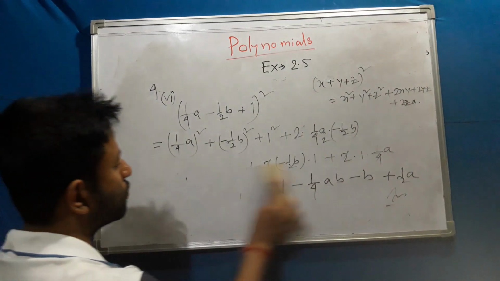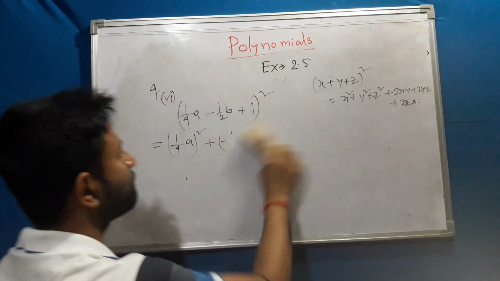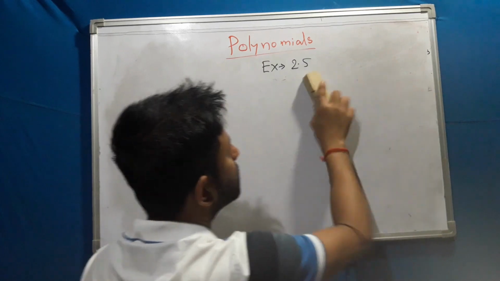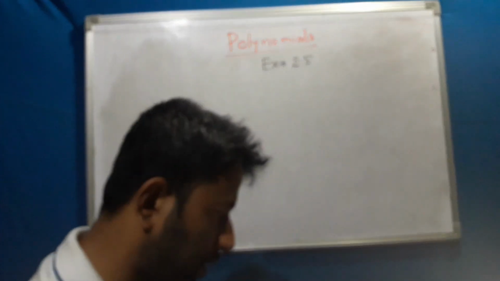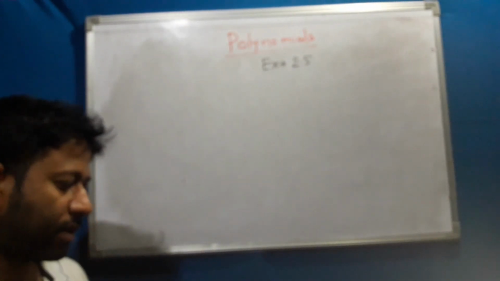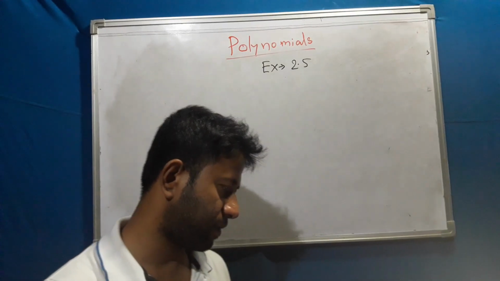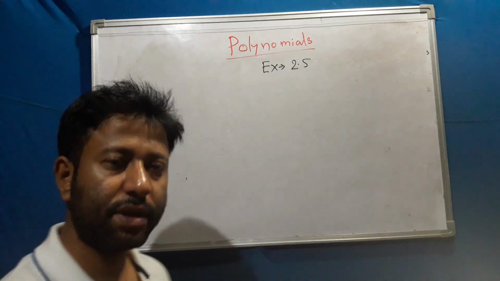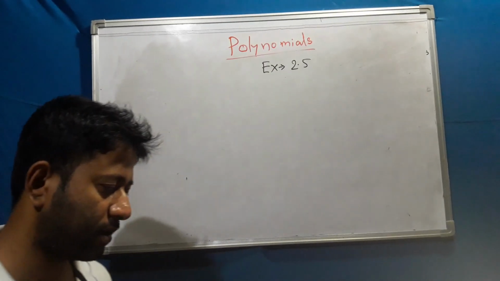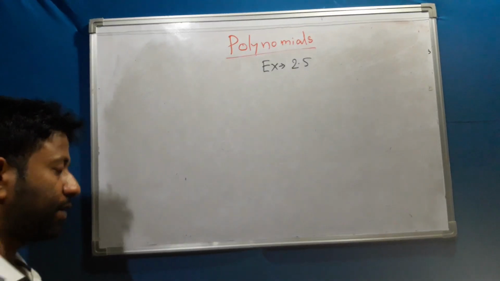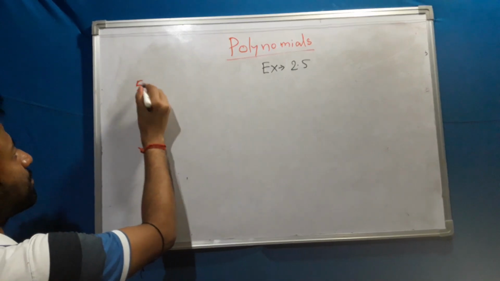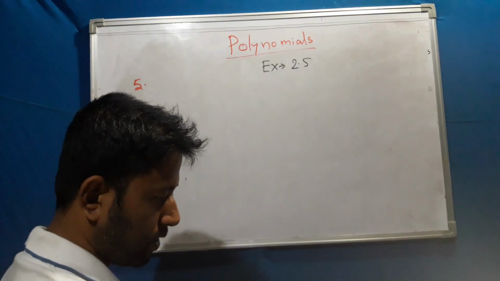Now I'm moving towards question number 5. Question number 5 is saying factorize the following using identities. So first I'm looking, there are 2 questions they have given. I'm picking up question number 2 because I think it will be tricky. Okay, question 5, question number 2.